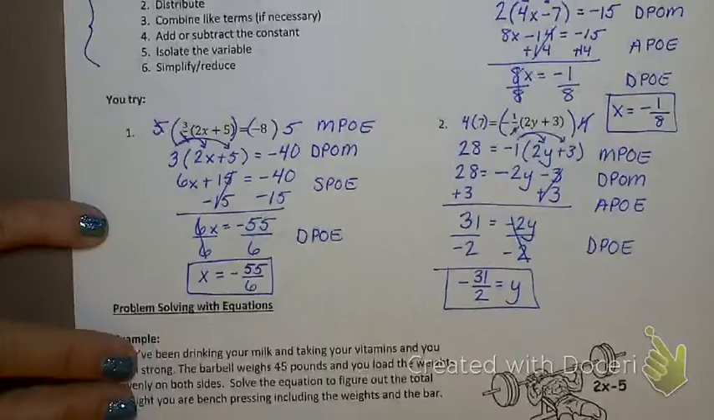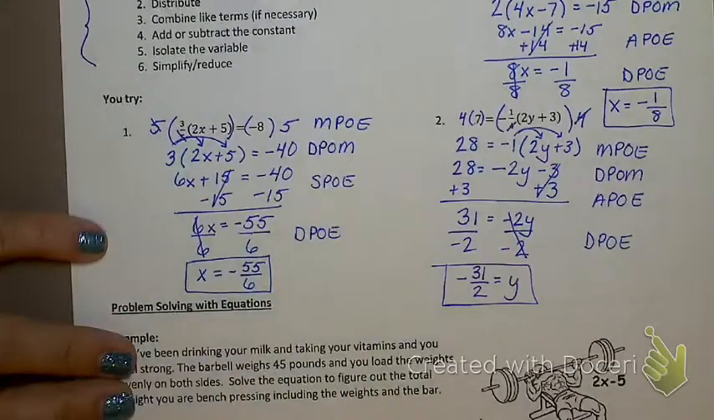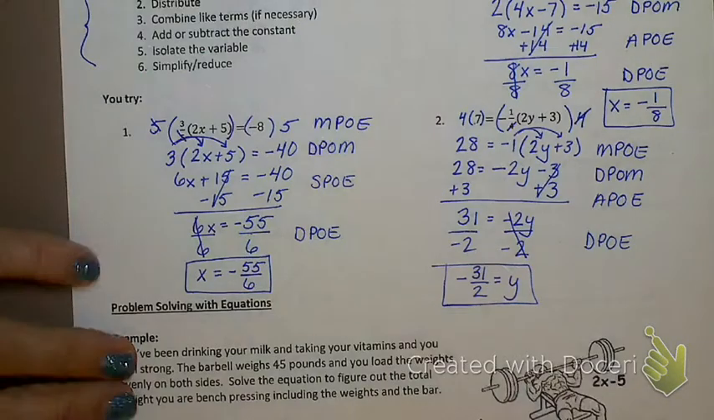All right, any questions about this stuff right here? How do we get rid of a fraction? Multiply the whole thing, both sides, by the denominator.